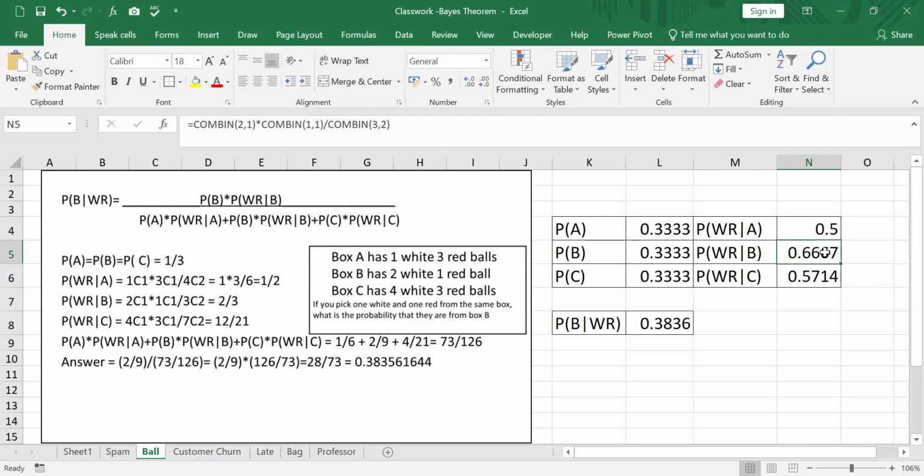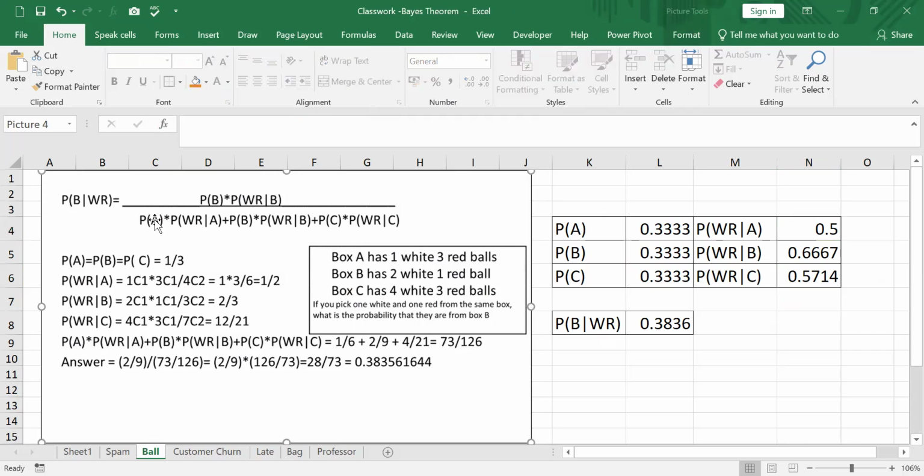Similarly here we have got 2 and 1, therefore it is combine 2 comma 1, combine 1 comma 1, and 2 plus 1 is 3, therefore comma 3 comma 2. And in this one there are 4 plus 3, there are 7. So combine 4 comma 1, combine 3 comma 1, and combine 7 comma 2. So these are the three things. Denominator is here.